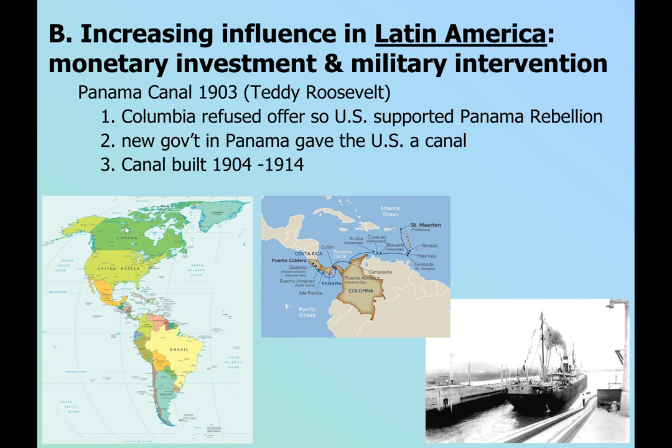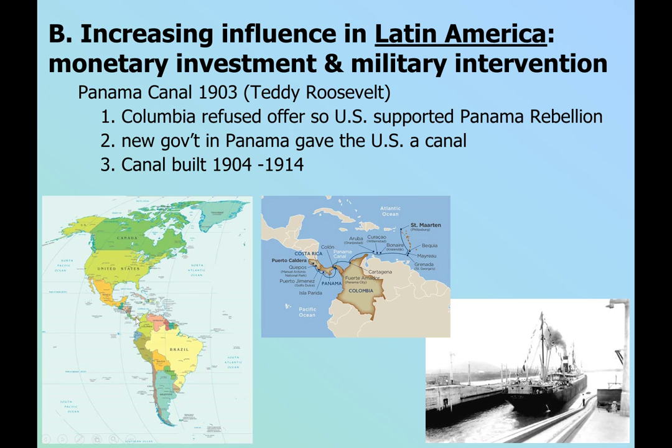The prime example that we have of this is the Panama Canal in 1903. So Teddy Roosevelt is the president. He wants a canal to help facilitate trade. So again, this is about trade and the economy. So come over here. This is where Panama is currently, the canal.